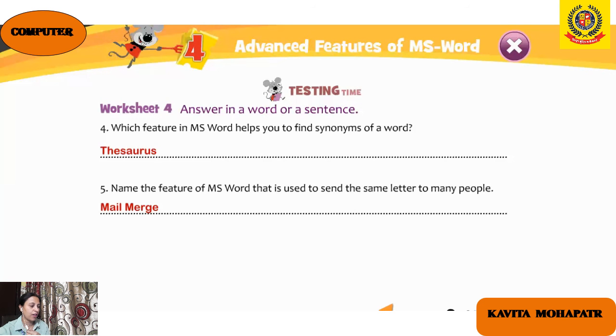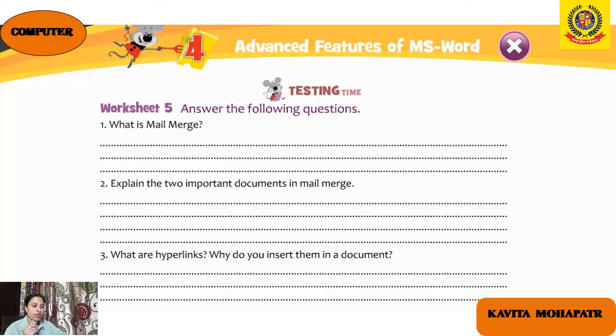Now worksheet 5. Answer the following questions. Worksheet 5, this one also you have to do in your notebook. What is mail merge? Mail merge is a feature in MS Word which helps us to combine multiple addresses in a document with another document containing standard text to create multiple copies addressed to different individuals. You can write this answer in your own words also.